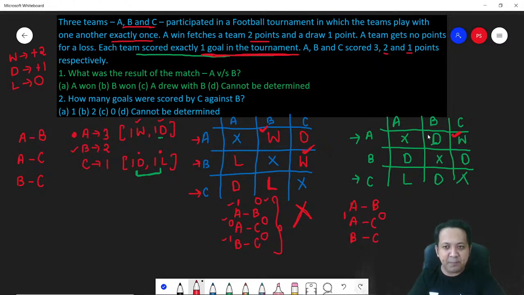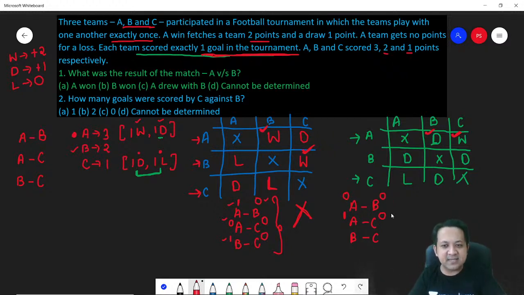Next, A and B ended in a draw. And remember, total goals scored by any team in the tournament is 1. A already scores 1 goal in the winning match. So obviously the draw match would have ended up in a 0-0. So the match between A and B was a 0-0.